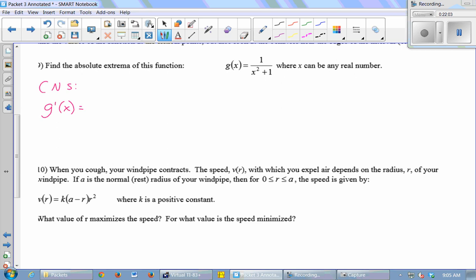I could rewrite that as x squared plus 1 to the negative 1. Yeah. And then I could use the power rule and the chain rule. Bring the negative 1 down, so I have negative x squared plus 1 to the negative 2. So apply the power rule to my stuff, but then I have to multiply by the derivative of the stuff, which is what? 2x. Good. So g prime of x, if I simplify this, ends up being negative 2x over x squared plus 1 squared.